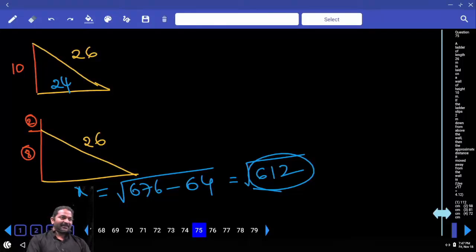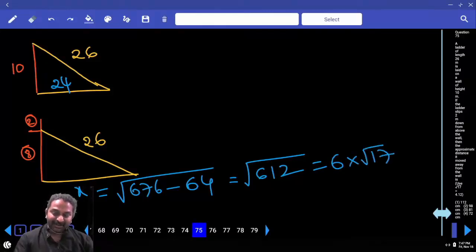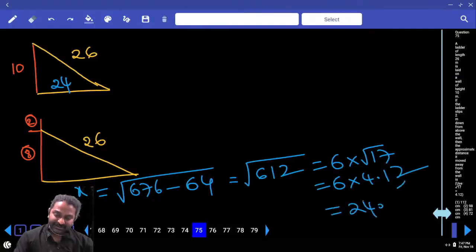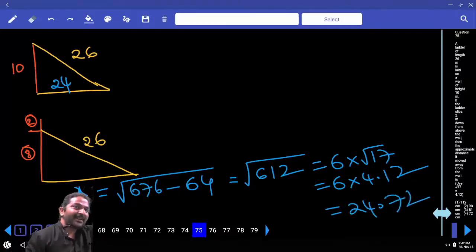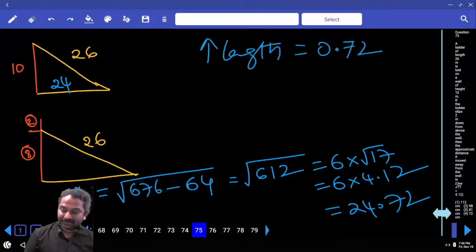36 times. So we can write 612 as 36 into 17. Under root of 36 is 6, so 6 into root 17. Root 17 value is already mentioned, right? How much is that? 4.12. 4 into 6, 24. 12 into 6, 72. So earlier it was 24 only, the base value. Now the base is 24.72. And how much is the increase in length? 0.72.